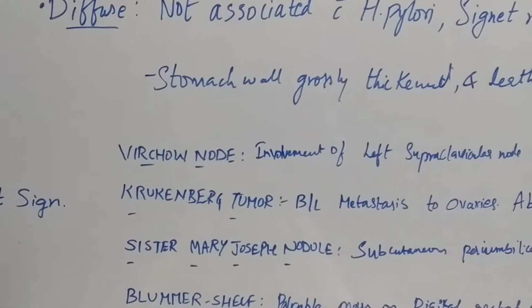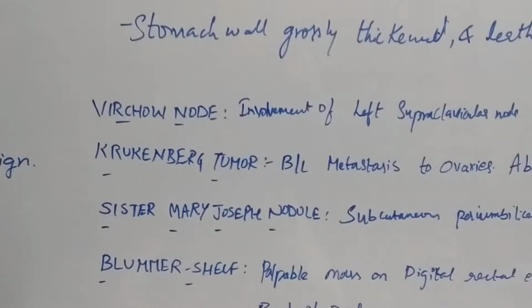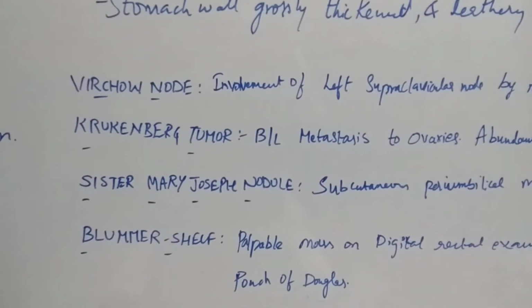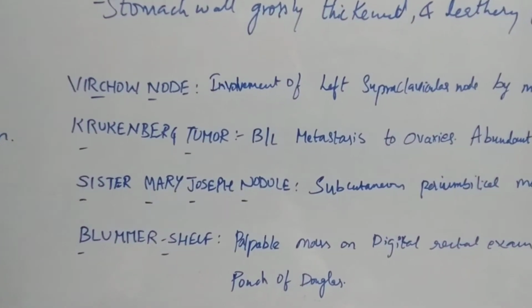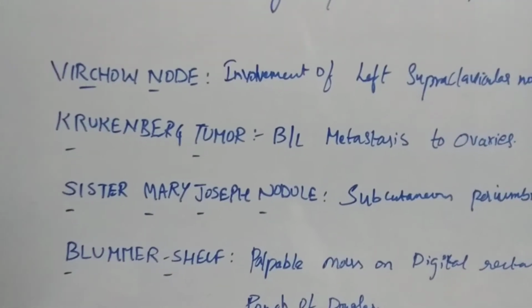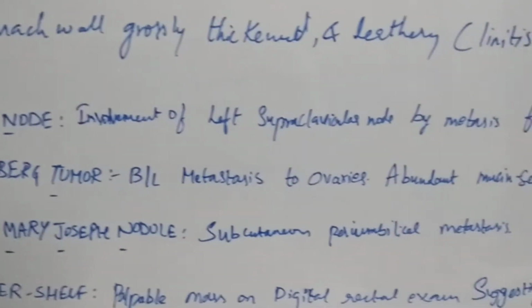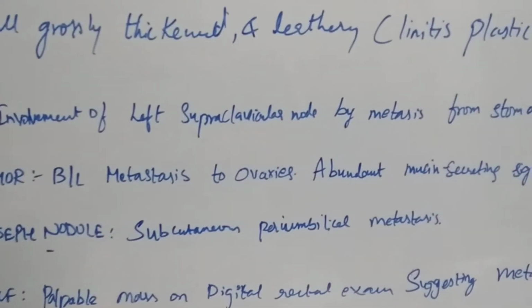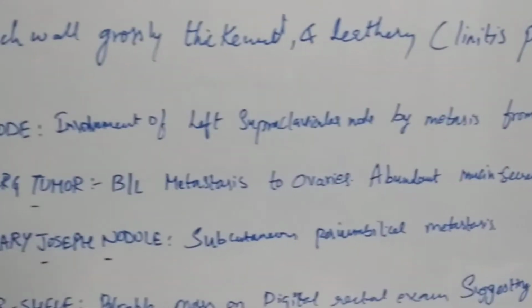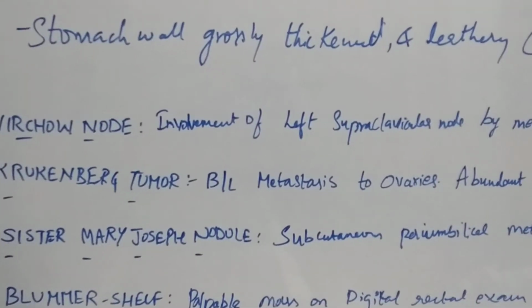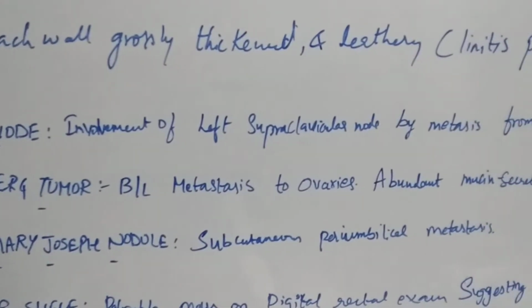So in this, four important points are there, that is Virchow node, Krukenberg tumor, Sister Mary Joseph nodule, and Blumer shelf. Virchow node is involvement of the left supraclavicular node by metastasis from the stomach.